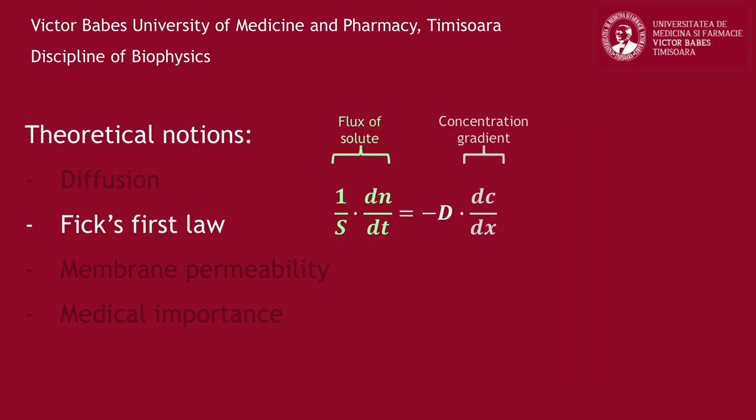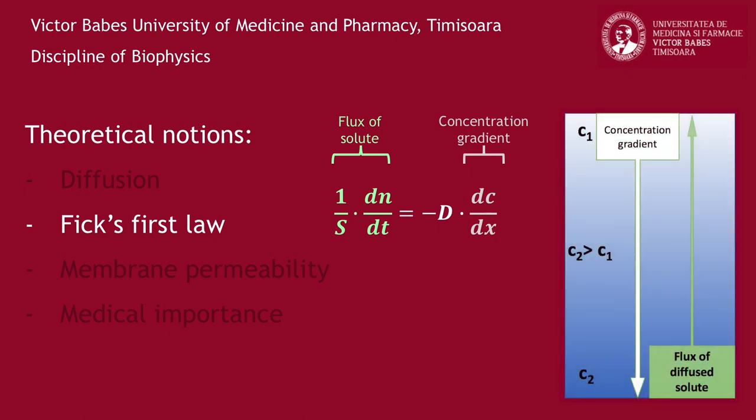According to Fick's first law, the substance transport is directly proportional to the concentration gradient, which is the thermodynamic force that generates the diffusion process. The concentration gradient is a vector, oriented towards the area of higher concentration. Surface transport by diffusion leads to a decrease of the concentration gradient.